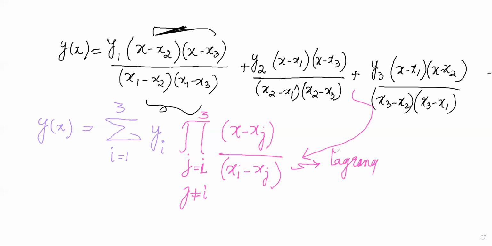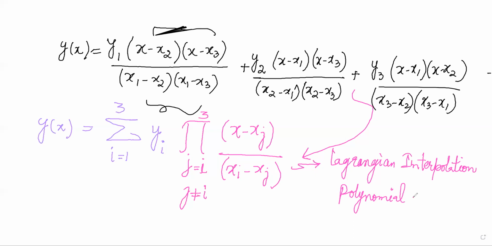This is called a Lagrangian interpolation polynomial. This is called Lagrangian interpolation polynomial. Okay, this is how the Lagrangian interpolation works. What do we mean by the Lagrangian interpolation polynomial? Now see how you have 2 terms here.